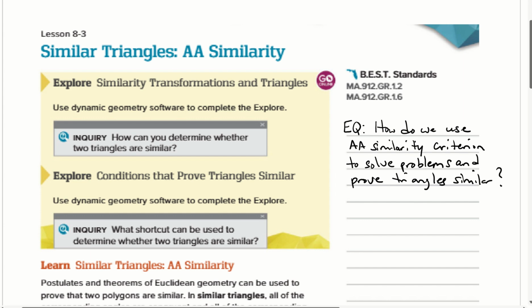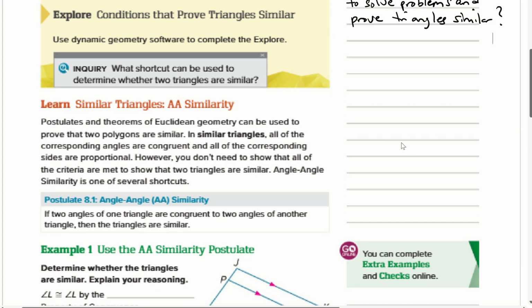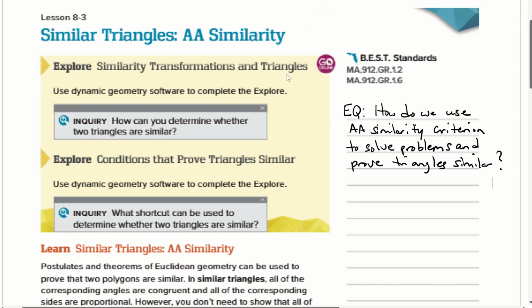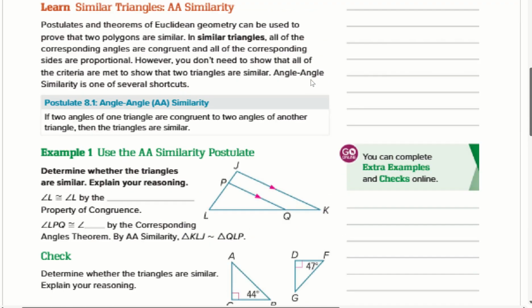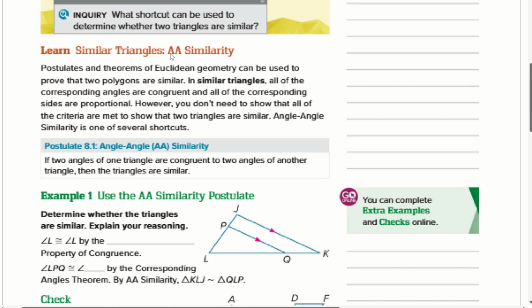Okay, so now we're going to look specifically at triangles. How do we determine similar triangles? What are some theorems for that? We're going to start with AA similarity in this lesson. AA stands for angle, angle, just like before when we looked at congruence theorems for triangles, for example, SAS.